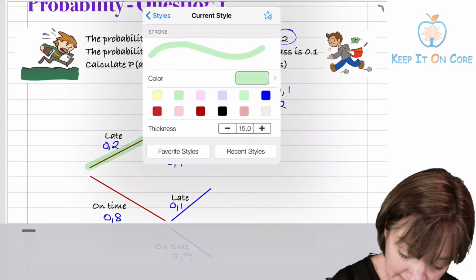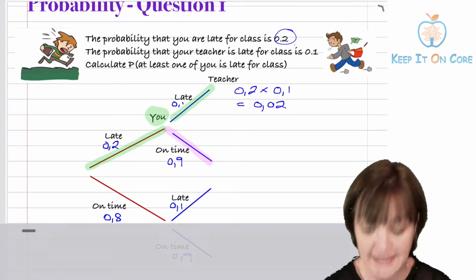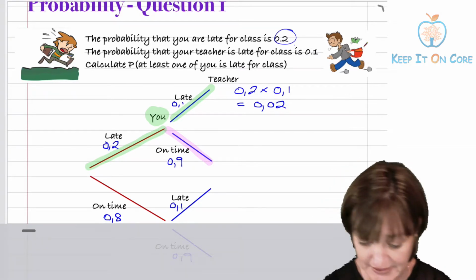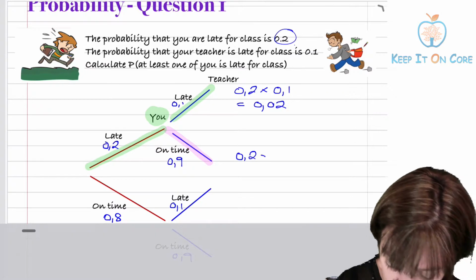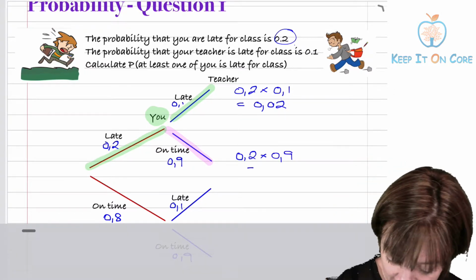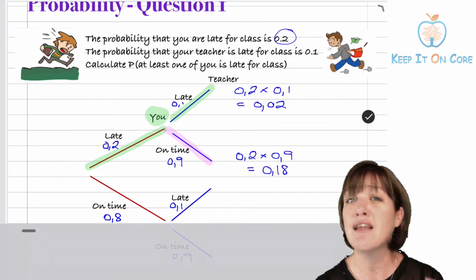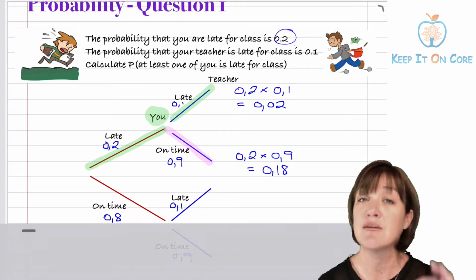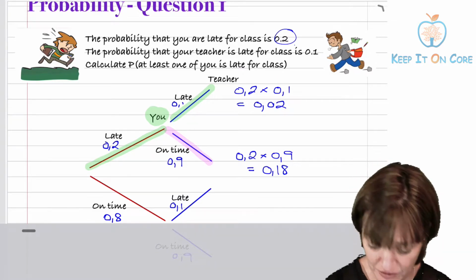The probability that you are late but your teacher is on time, okay? So you're still looking at you being late, but now we're looking at the branch where the teacher is on time. That is giving us the calculation of 0.2 multiplied by 0.9, okay? That is giving us 0.18. Still a very low probability of that actually occurring. The probability does exist, but very, very low, very unlikely to occur.